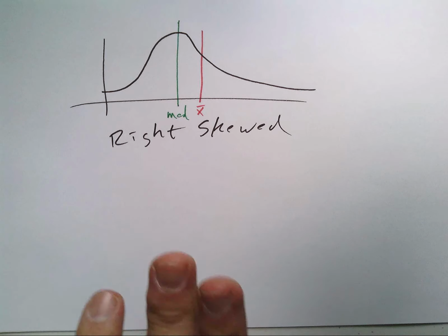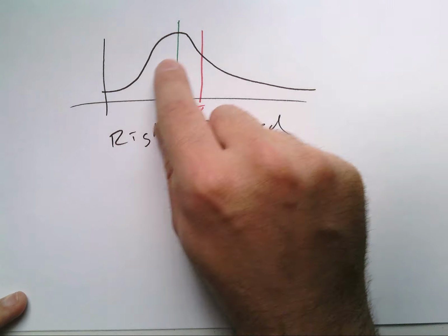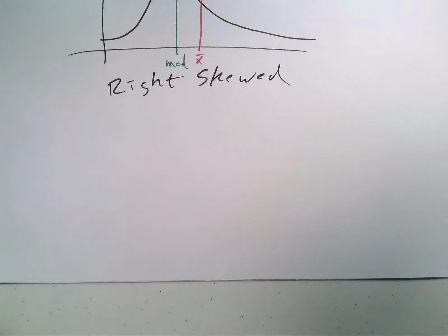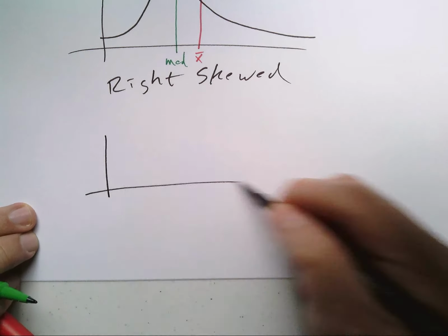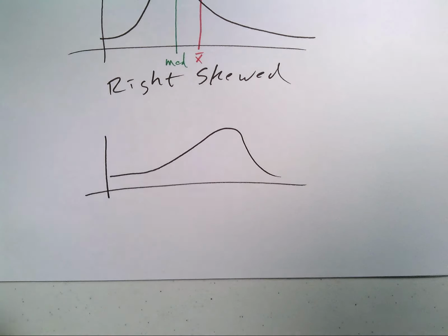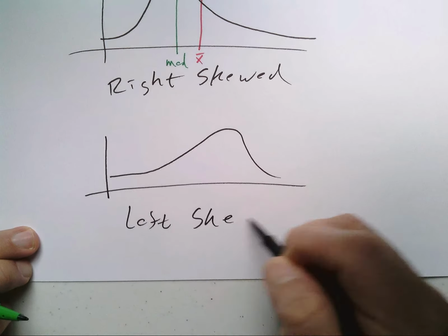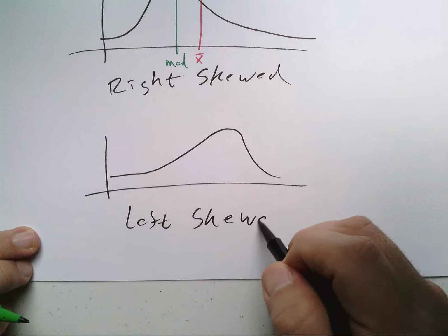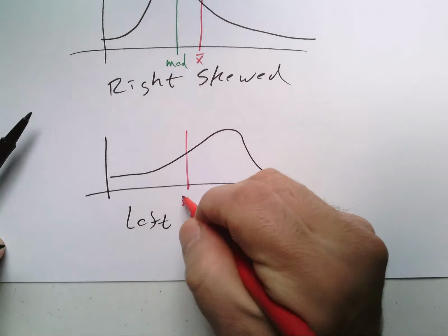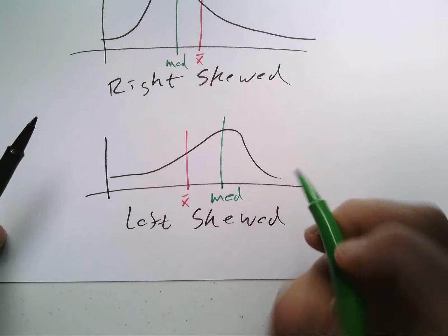Now, I could reverse this shape and do a mirror image of it and have it slowly rise up and then quickly drop off, in which case my mean, here, let me make the picture, my mean would have been pulled to the left, and I would call it a left skewed graph. And the median would be, again, closer to the center.